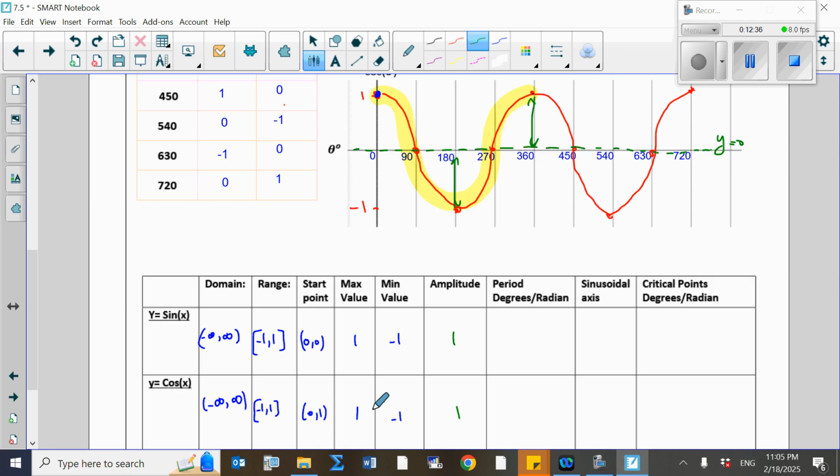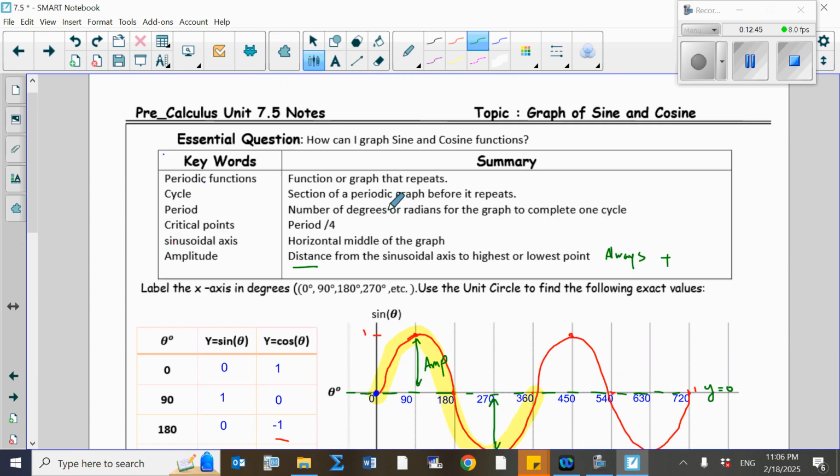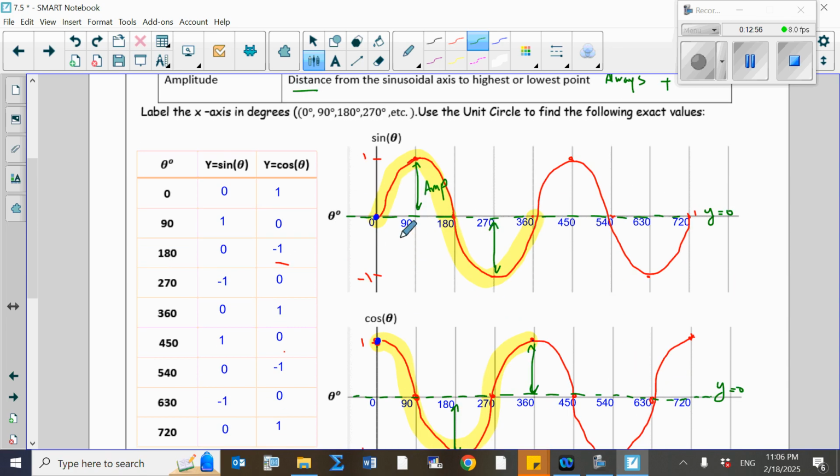Next, we're going to talk about the period of the function. What is period? Period is the number of degrees or radians for the graph to complete one cycle. So what is a cycle? A section of a periodic graph before it repeats. So let's see. This function that you see, a section of it before it repeats itself, that's the part that I already highlighted for you. This is one cycle of the graph.